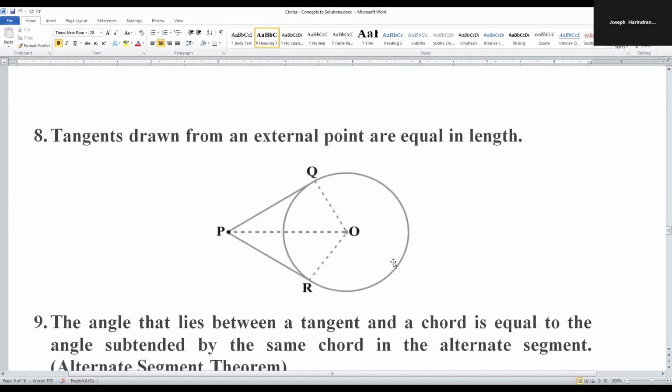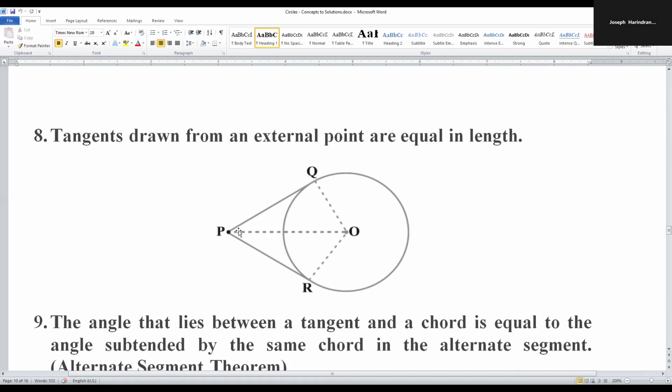There is another theorem also. Tangents drawn from an external point are equal in length. Tangents drawn from an external point to a circle are equal in length. That means from here, we draw two tangents, PQ and PR, to the circle with center O. The two tangents are equal in length.